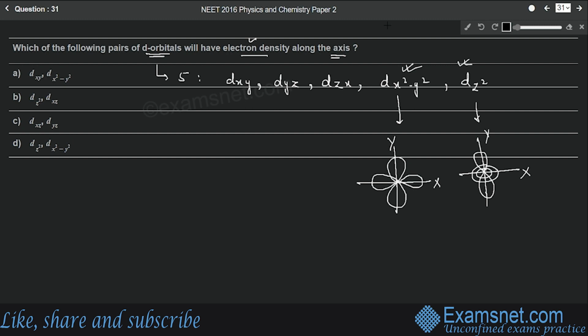That means which one will be the correct answer? In the last option we have option number D. And for the others, that is dxy, dyz and dzx, the shape looks like this. So in these cases you can see that the electron density is in between the axes, not along the axis. Therefore the correct answer will be option number D.